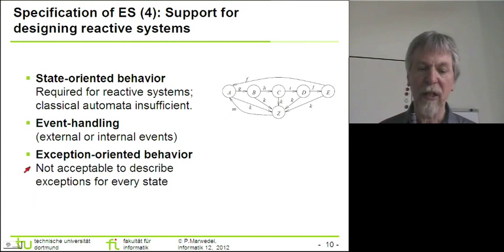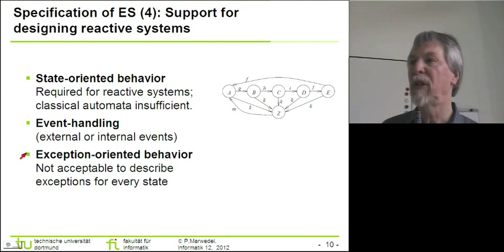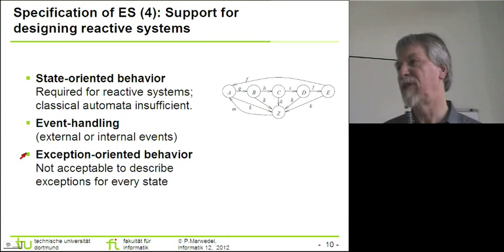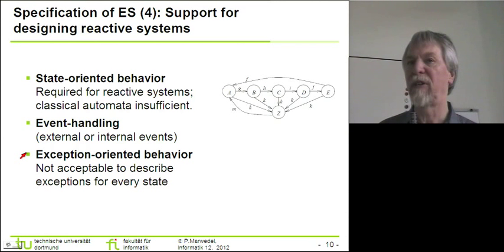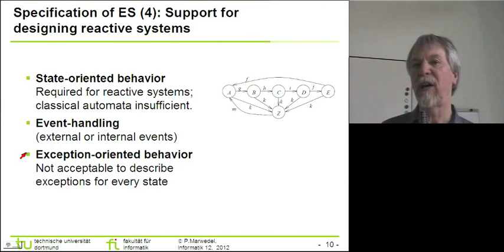Also, we would like to have a way to denote exception-oriented behavior. We know that for these systems, we must make sure that they work under all circumstances, and that means we have to plan for exceptions. So it's not acceptable if we just have a blue screen like for Windows, but there should be a planned reaction in case something goes drastically wrong. And we have to have an easy way of specifying this.